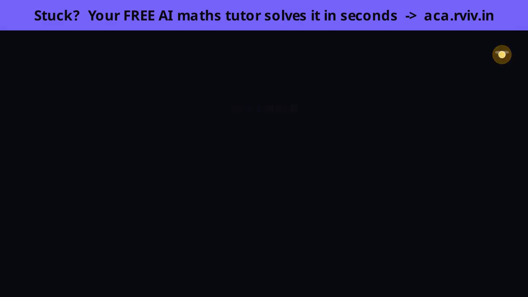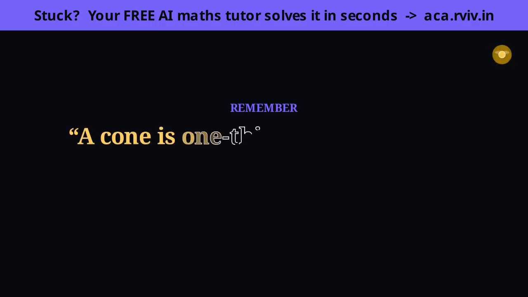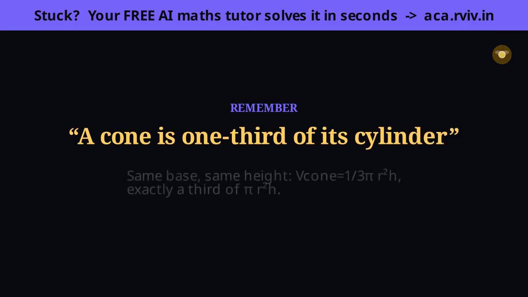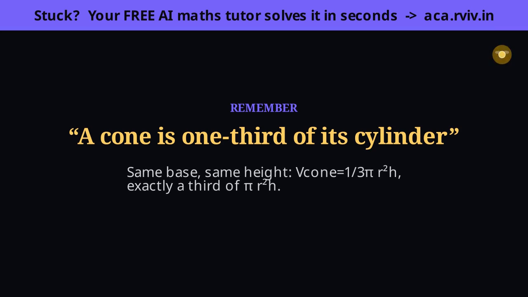Here's a memory hook worth its weight in marks. A cone is 1/3 of its cylinder. Same base, same height, the cone holds exactly 1/3 of what the cylinder does, which is precisely what we saw when 3 conefuls of water filled one cylinder. Picture that pouring and the 1/3 in 1/3 pi r squared h never goes missing.